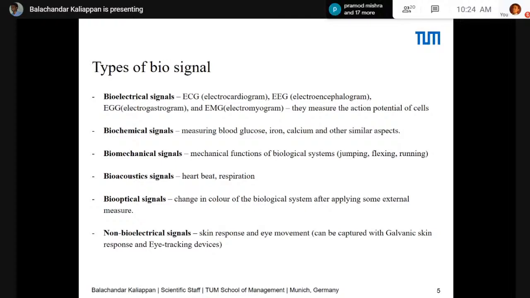Later on, there is another aspect called biomechanical signals, especially when your body is flexing or when you're jumping or running, and the biomechanical signals are emitted.